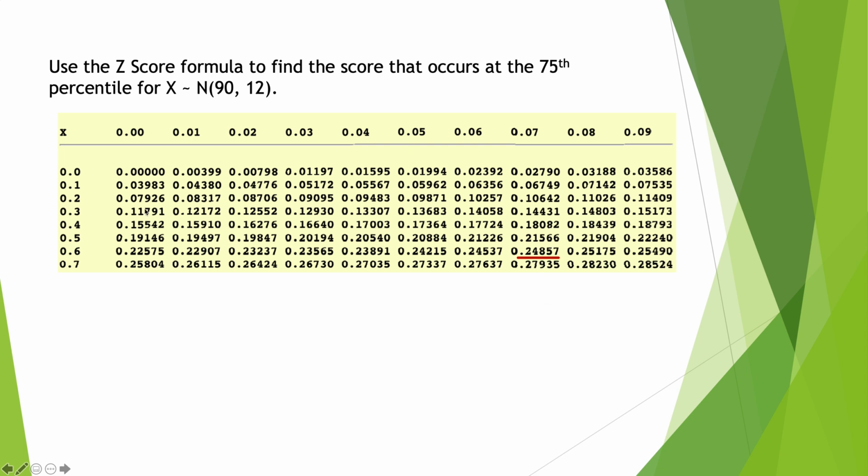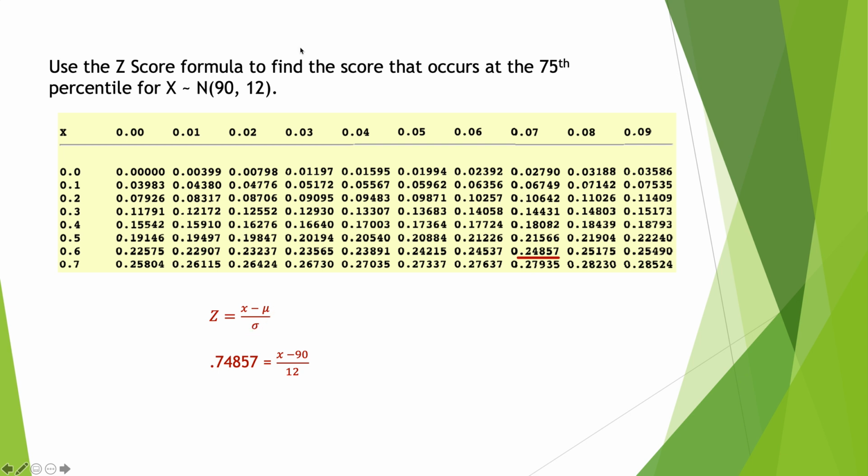And if you notice, that pairs up on the left with 0.6 and on the top with 0.07. So altogether, that gives you a z-score. Don't forget the 0.5 on the left that you have to add into this, of 0.74857. And that's going to equal x minus 90 over 12. And all you need to do at this point is cross multiply, okay? This is your z-score formula that you start with. The z-score is the x value we're talking about minus the mean over the standard deviation.